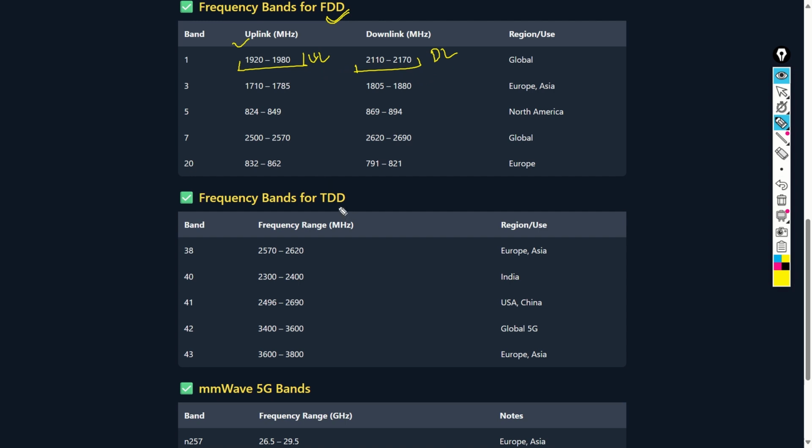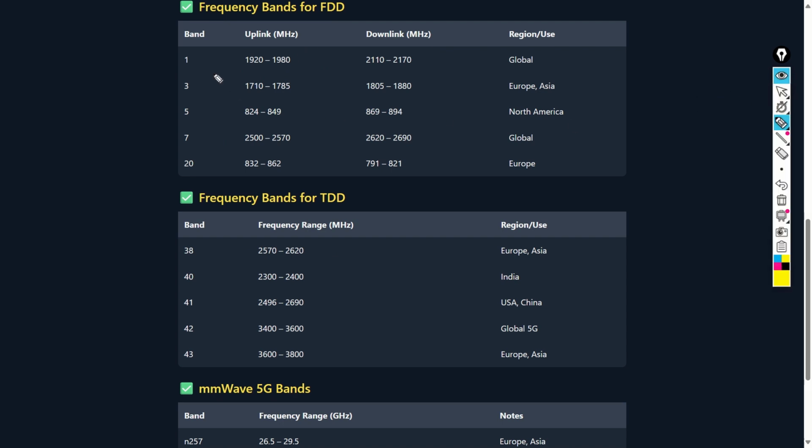And when you talk about TDD, we have a single range of frequency that we use for DL as well as UL. Yes, and the different regions where these frequency ranges are used are summarized here. But for now, we are trying to understand what this spectrum is and where these ranges actually come from. How do you come to know that these ranges are available, and how much of these ranges your service provider actually has?